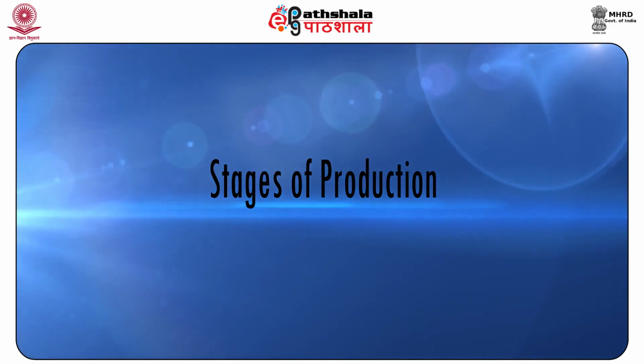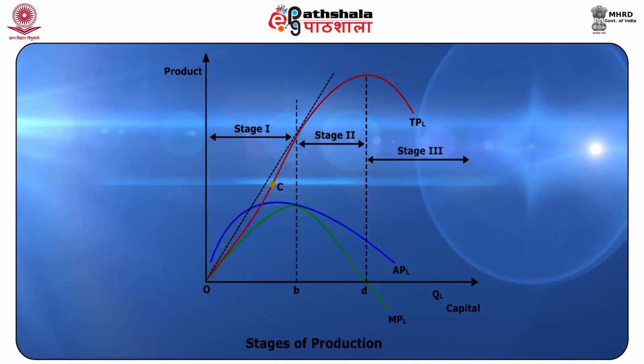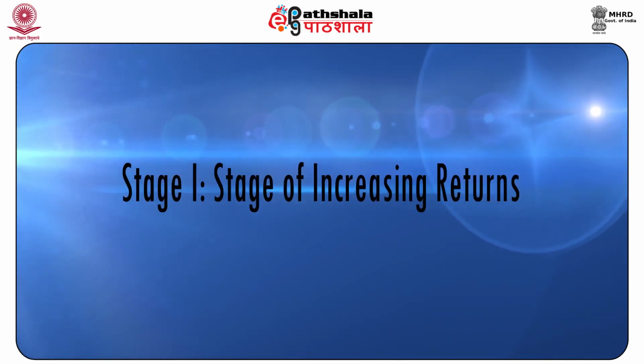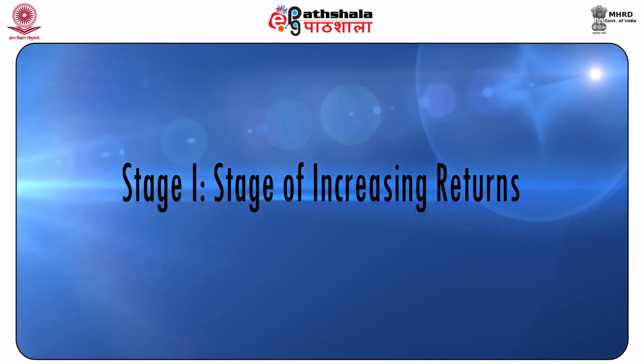Next, stages of production. In the short run, a firm can change the output by changing the quantities of the variable factors, while quantities of other factors remain unchanged. The behavior of output can be explained in 3 stages. The diagram shows the 3 stages of production. Stage 1, stage of increasing returns. In this stage, TPL increases at an increasing rate up to point C. MPL rises in the beginning and reaches its maximum point. APL pulls up due to rising MPL.